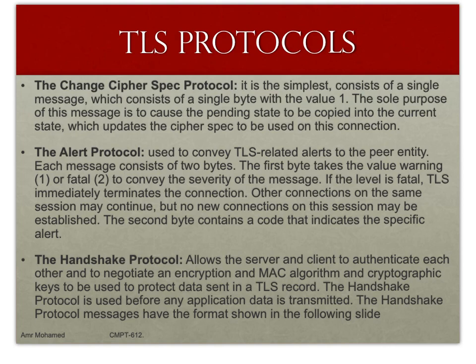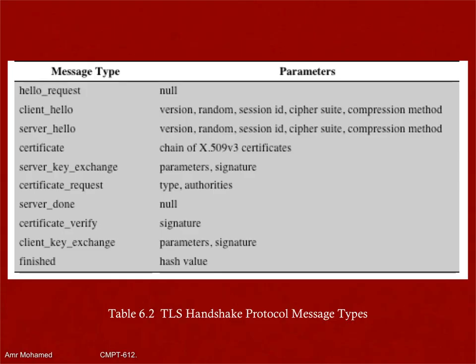So the handshake protocol allows the server and the client to authenticate each other. This is the most important part, and that's what we need to talk about. The handshake protocol is used before any application data is transmitted over the connection tunnel. These are the messages that the client and the server exchange to provide the handshake.